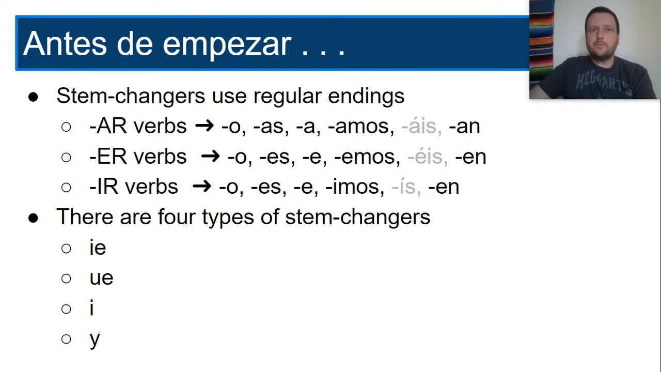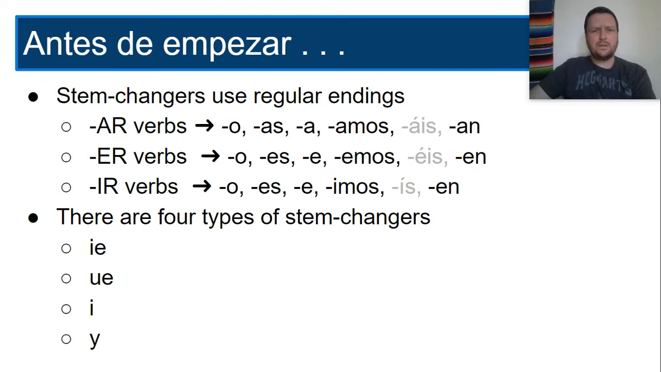First, all verbs can be categorized into three sections: ARs, ERs, and IRs. And we've already learned all of the regular endings for these verbs. O, as, a, amos, an, o, es, e, emos, en, and o, es, e, imos, en.